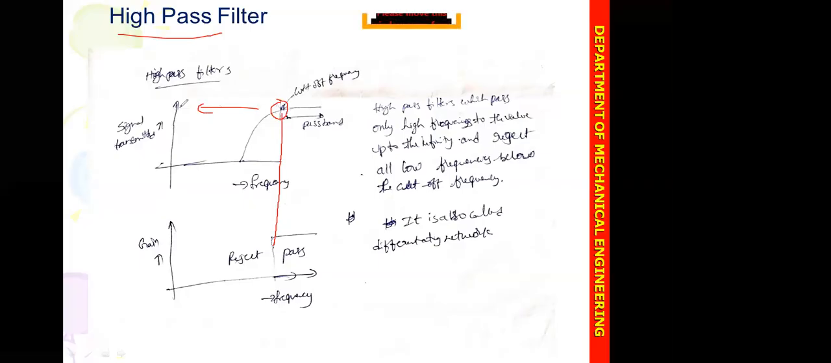That is called a high pass filter. High pass means it allows only high frequencies from a signal. All the other remaining low frequency signals are eliminated. It is also called a differentiating network. Now it is clear.